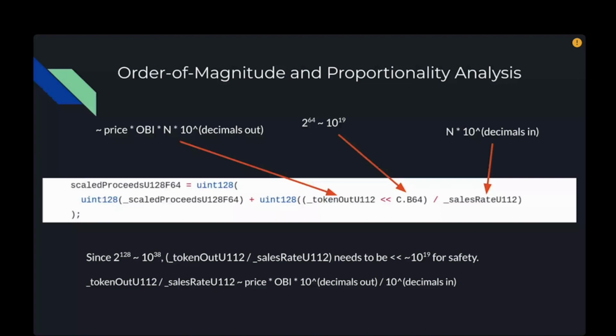We're going to start by estimating the orders of magnitude of every term, and what determines the order of magnitude. The constant is the easiest one. That's 2 to the 64, which is about 10 to the 19th. We don't care about anything other than how big it is for this initial analysis. The sales rate, right?